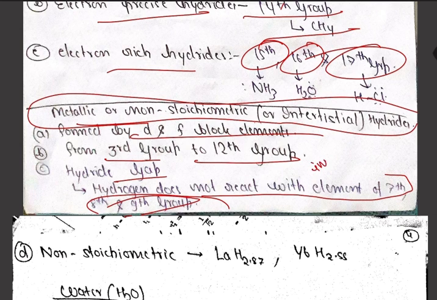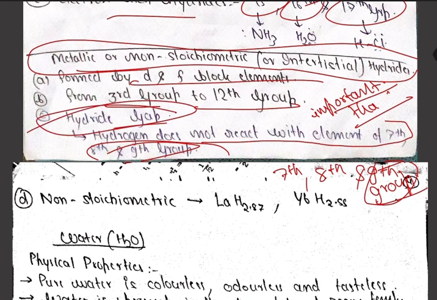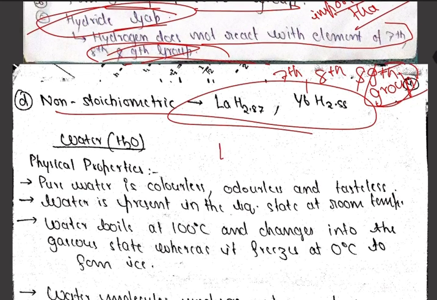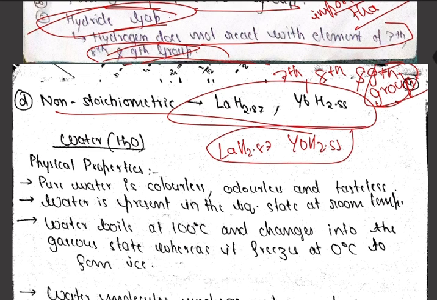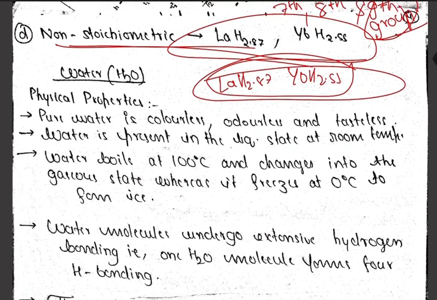This is important, that hydrogen does not react with the elements of the 7th, 8th and 9th groups, and we call this the hydride gap, because hydrogen does not react with the elements of these groups. Non-stoichiometric examples are LaH2.87 and YbH2.55. These are non-stoichiometric hydrides, and they are formed by the f-block elements, lanthanum and ytterbium.